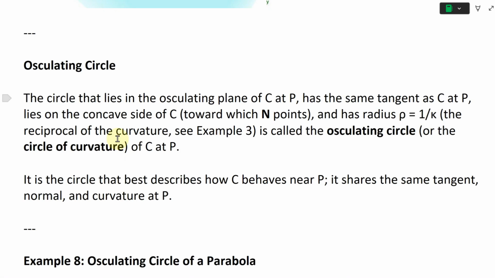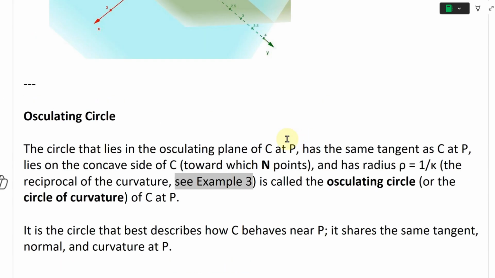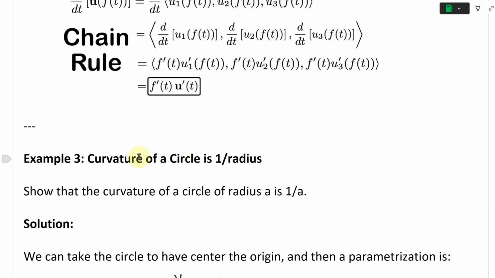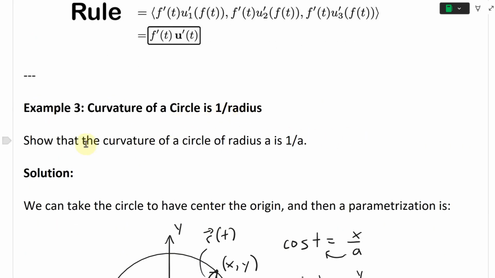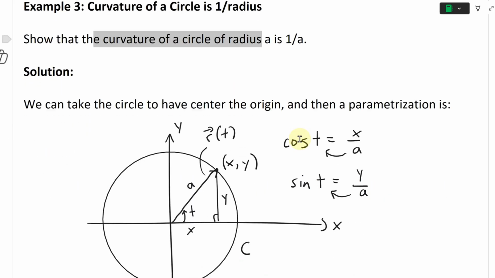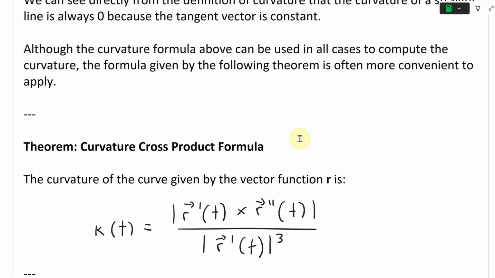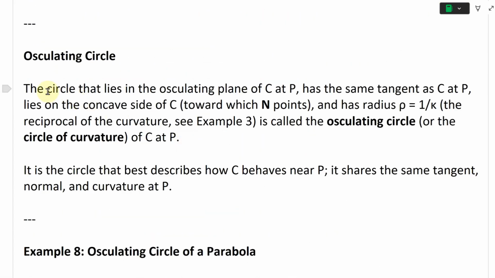And that's the reciprocal of the curvature. So when you have the circle, you can basically see how much the curvature is based on the radius. That's a cool thing about the osculating circle. And you can see example 3 when I proved that. I'll scroll to that now, since it's been a while since example 3. All right, so we're back here. Curvature of a circle is 1 divided by radius. I showed that the circle has the curvature 1 divided by a, where a is the radius. So that's quite fascinating. All right, so basically, recap again.